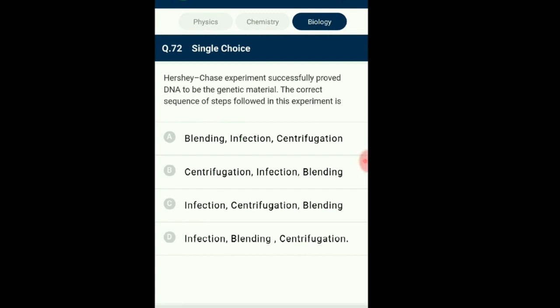The virus particles were separated from the bacteria by spinning them in the centrifuge. This is known as centrifugation. So the answer is option D, infection followed by blending and centrifugation. So the correct option is D.